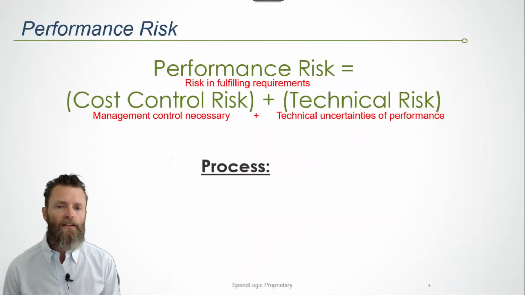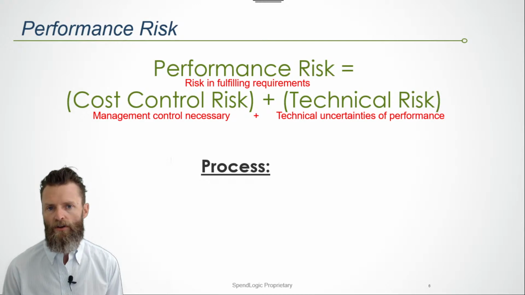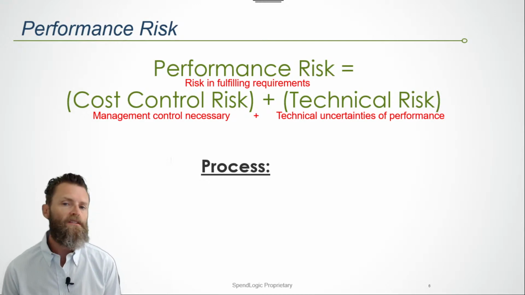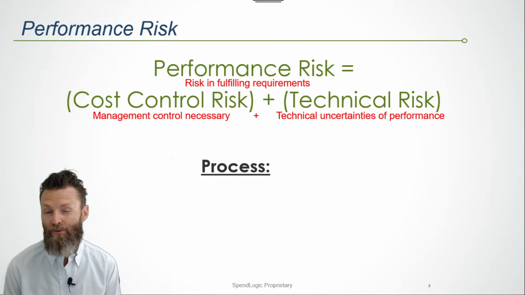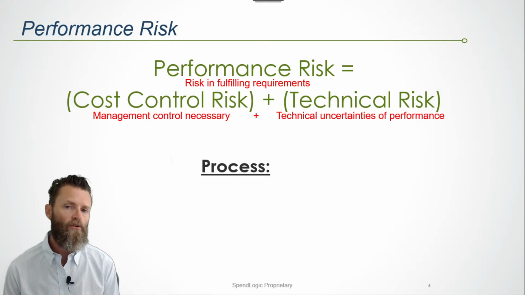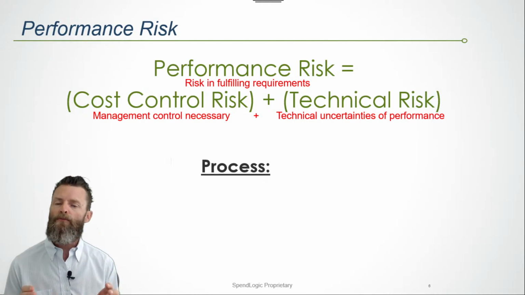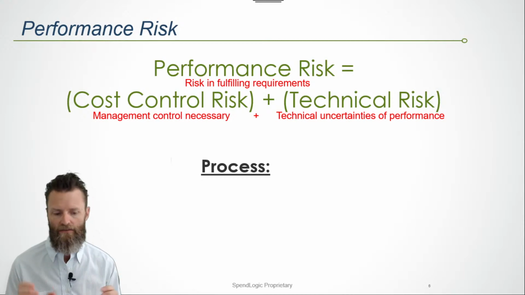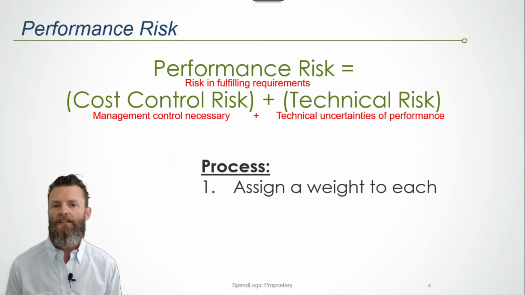So the first area that we're going to talk about is performance risk. Okay, so what is performance risk? This is the risk of fulfilling requirements or of not fulfilling requirements, right? And performance risk, as far as weighted guidelines is concerned, is broken into two categories: cost control risk and technical risk. So if performance risk is 100% and you've got two categories, then you need to weight each of these, okay? And that's the first thing that you have to do.